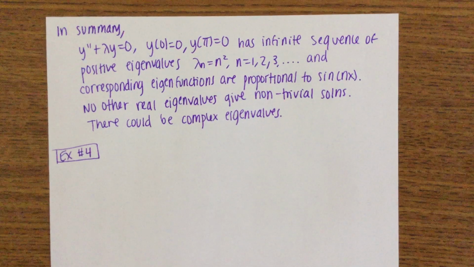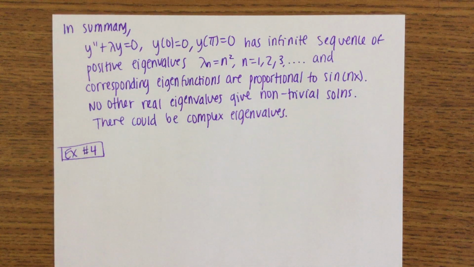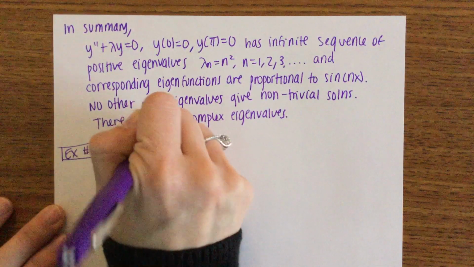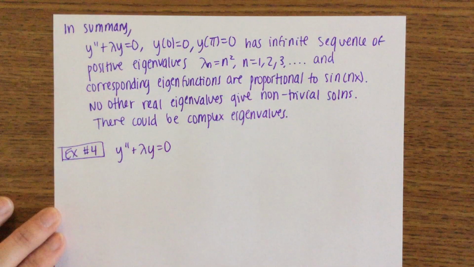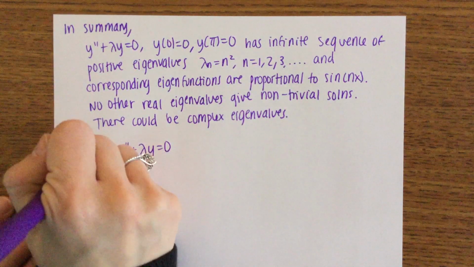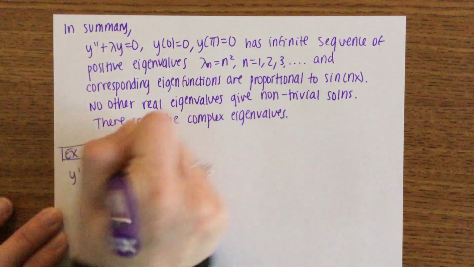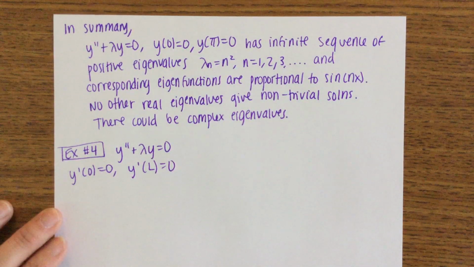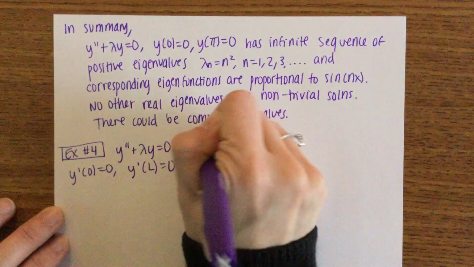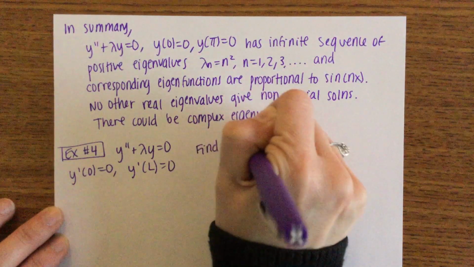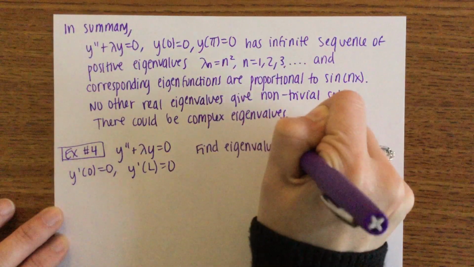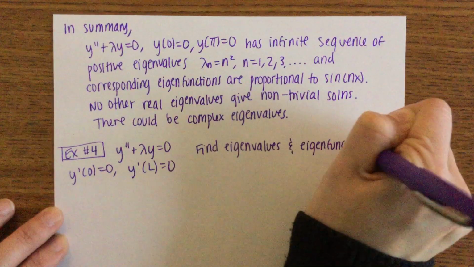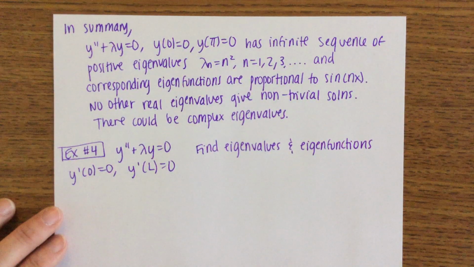So we're going to do one last example, and then that'll be it for notes. Boundary value problem is y double prime, add lambda y equals 0. The conditions this time, y prime of 0 equals 0, and y prime of L equals 0. We are going to find the eigenvalues and eigenfunctions. Is this considered homogeneous? Yes.